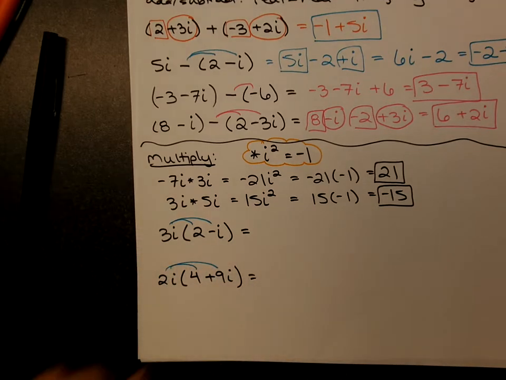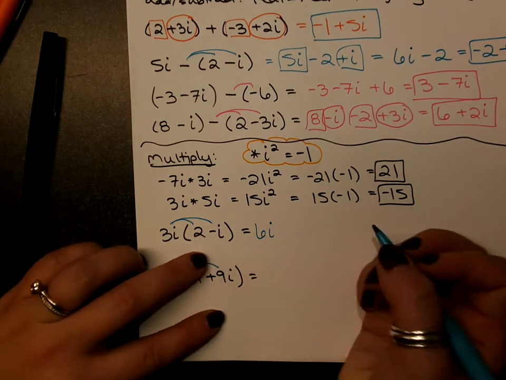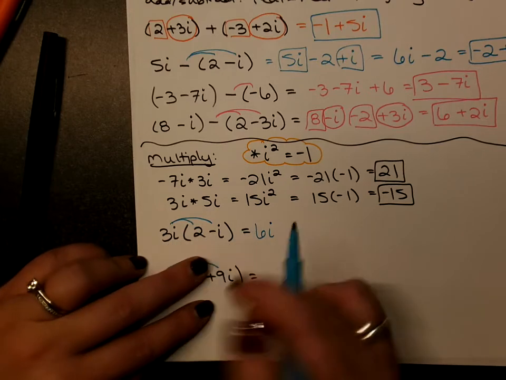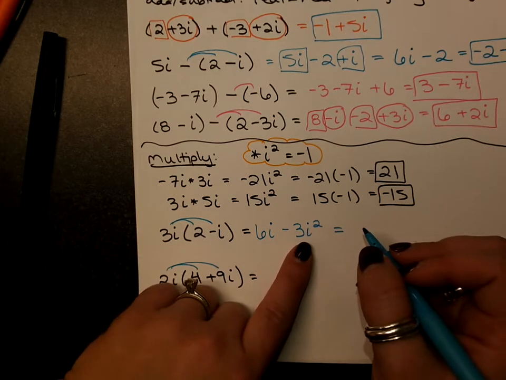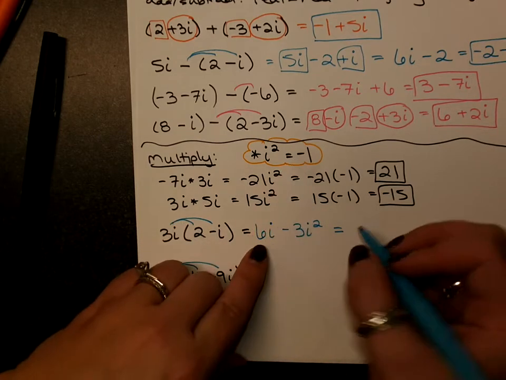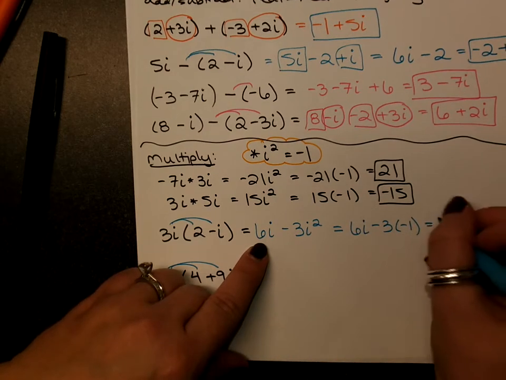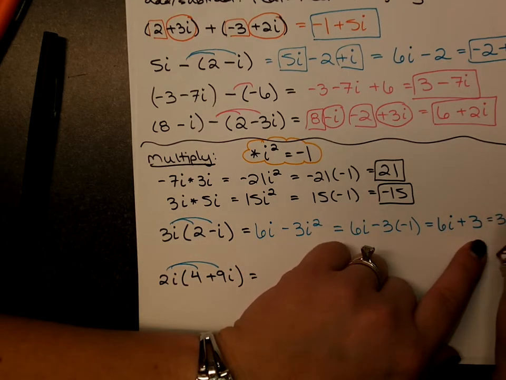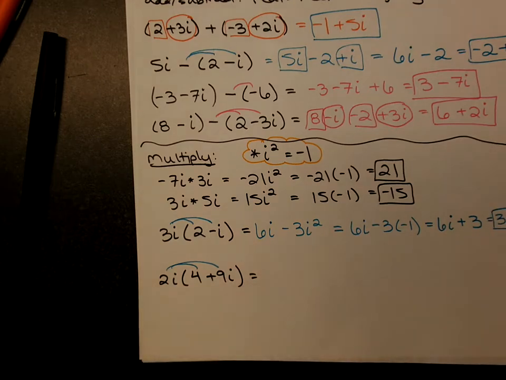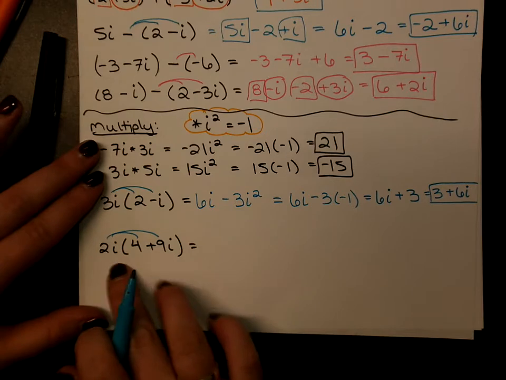If I distribute, 3i times 2 is 6i, just like variables. 3i times negative i is negative 3i squared. Now remember, anytime I see i squared, I convert that into negative 1. So this becomes 6i minus 3 times negative 1, which becomes 6i plus 3. And we put the real number first and then the imaginary number. So it's 3 plus 6i.